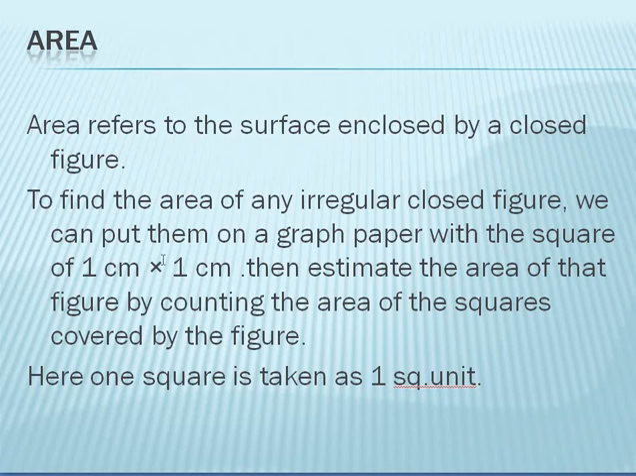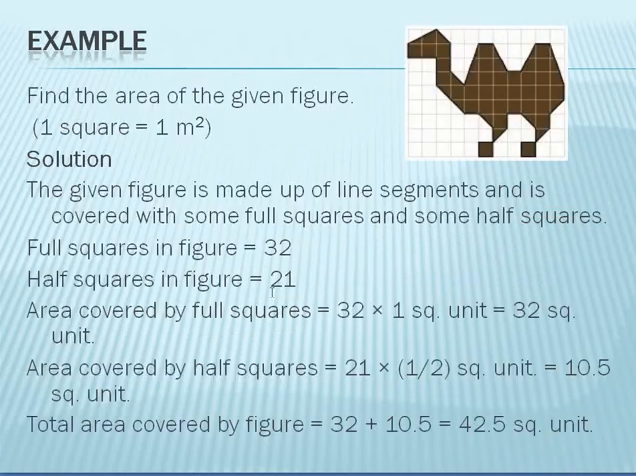Now the area of any figure we can find on graph sheet by keeping it on 1 centimeter by 1 centimeter graph, and we can estimate it. Each box will be 1 square unit. Suppose here a camel is there. Full squares are 32 if you count, and half squares are 21. 1, 2, 3, like this. So half squares: 21 into half is 10.5 square units. Total area is 32 plus 10.5, 42.5 square units.